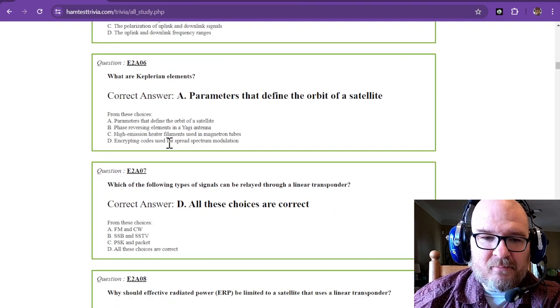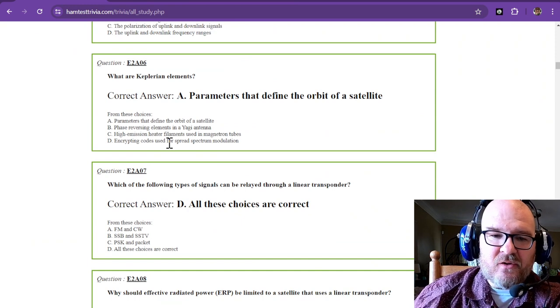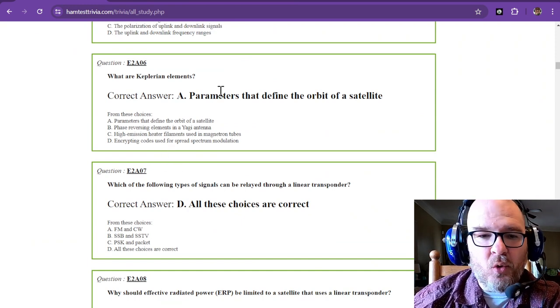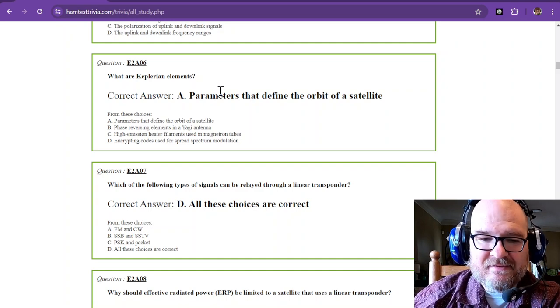What are Keplerian units? These are also known as keps, and they are the parameters that define the orbit of a satellite.